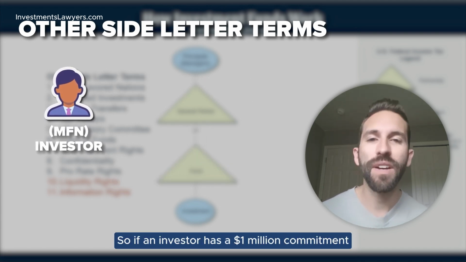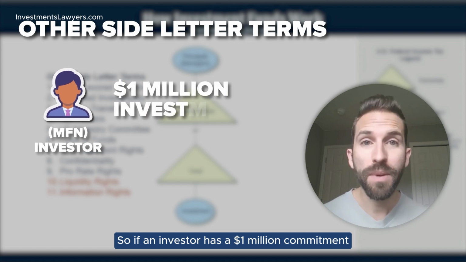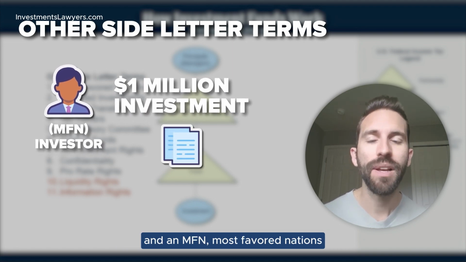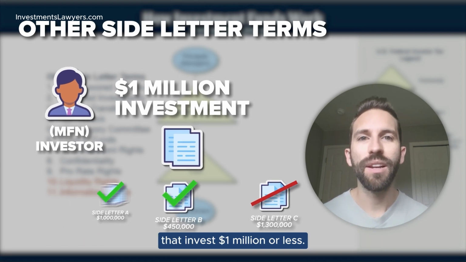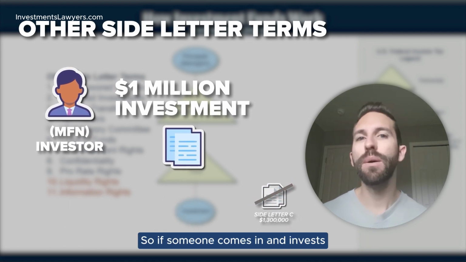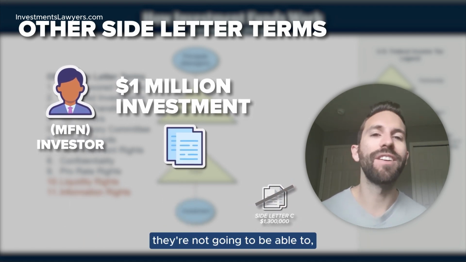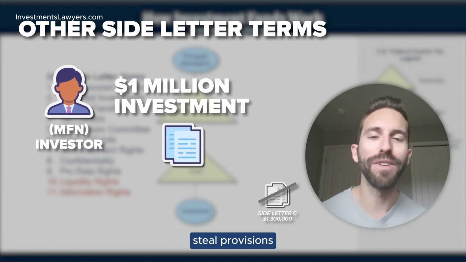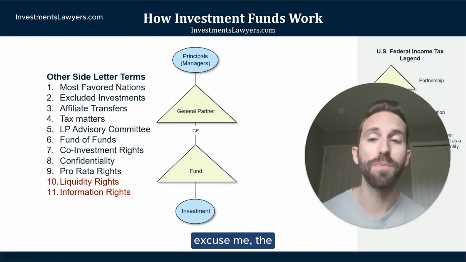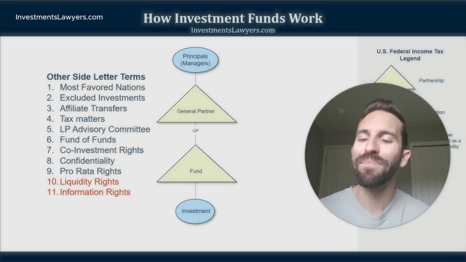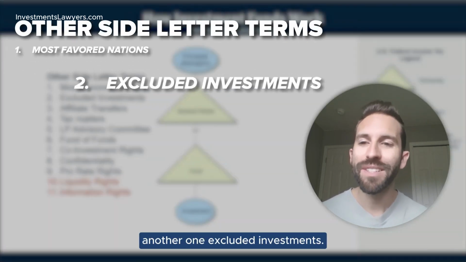So if an investor has a $1 million commitment and an MFN, most favored nations, they can take provisions from side letters with investors that invest $1 million or less. So if someone comes in and invests $5 million, they're not going to be able to steal provisions from that side letter. So that's the most common one. The most complicated one. Another one, excluded investments.